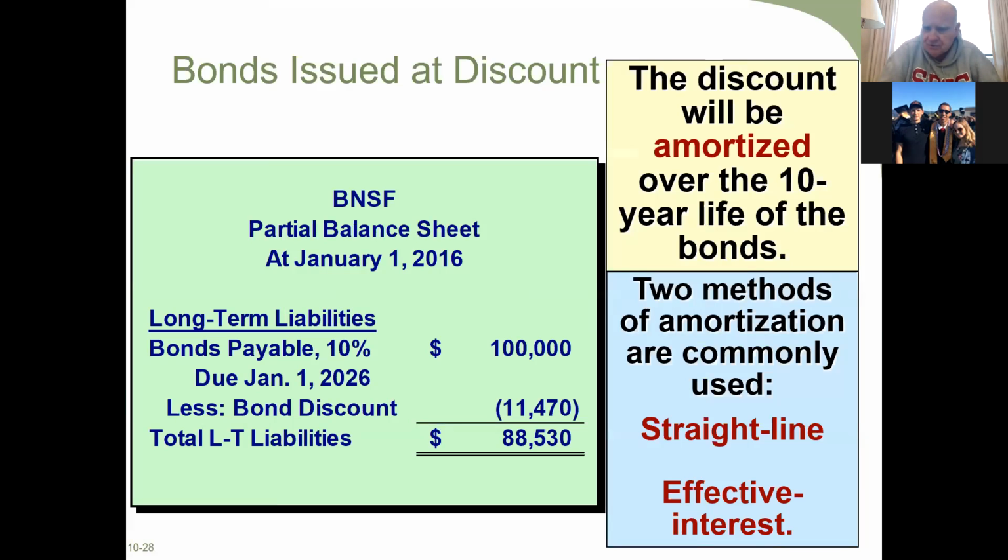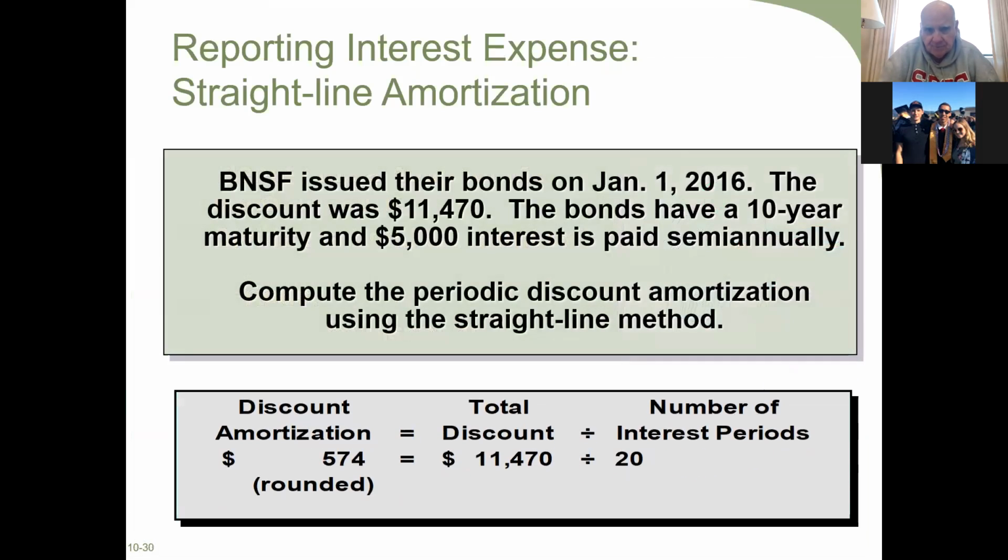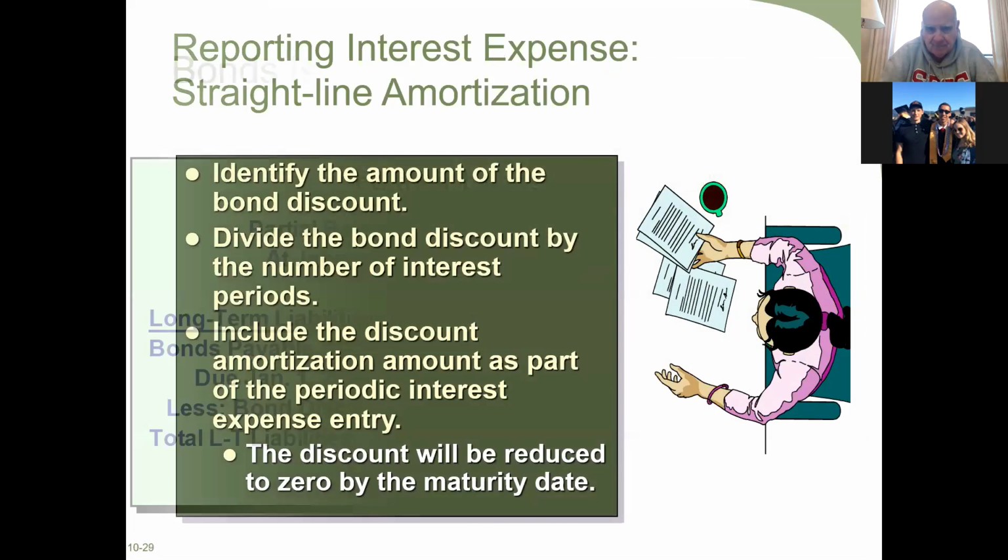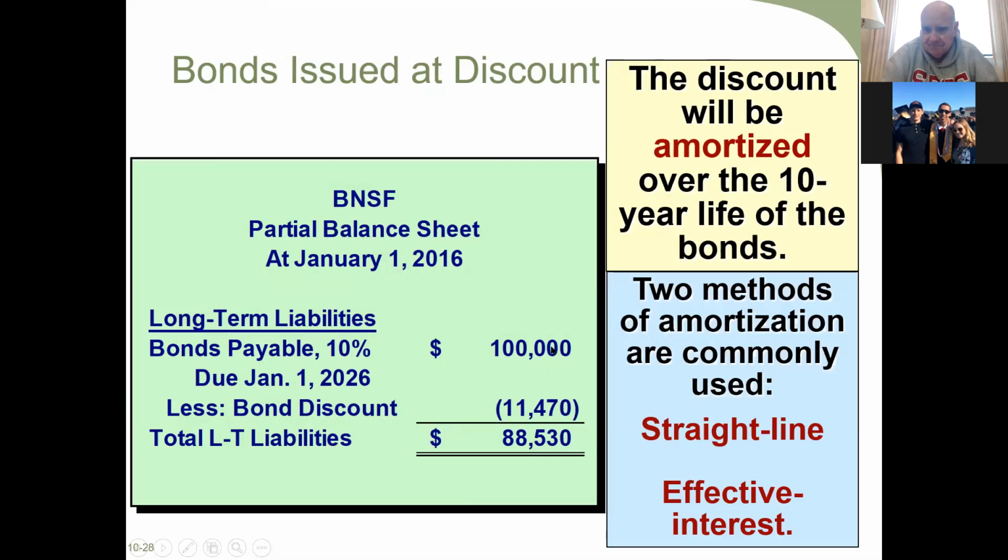Here's how it's going to look on your balance sheet. You're going to see long-term liabilities, notes payable, right? Bond discount, 11,470. That is the total net book value of the bond at the beginning. Now we're going to have to get that 88,530 up to 100,000 in 10 years. Two ways to do it. Straight line is one method. Effective interest method is the correct method.